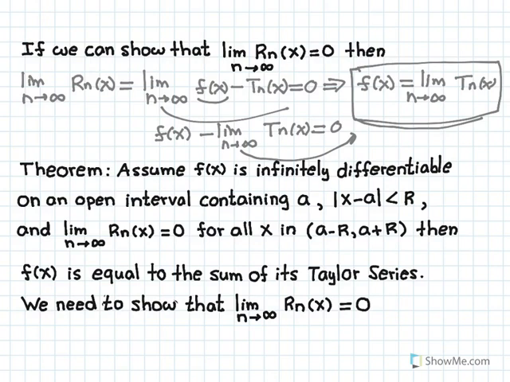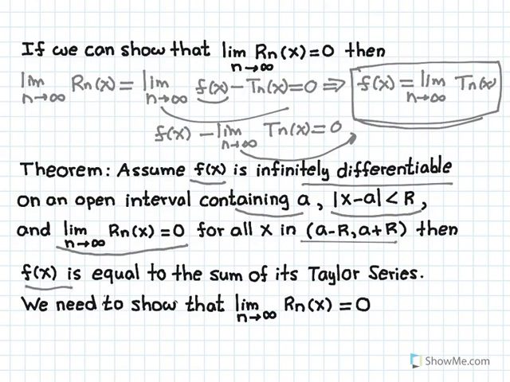So let's go over some theory. Assume that f of x is infinitely differentiable. That means we can take infinitely many derivatives on an open interval containing the center a. That means the absolute value of x minus a is less than capital R. Capital R is the radius of convergence. If we can show that the limit as n approaches infinity of Rn of x is equal to 0 for all x in the interval of convergence, a minus R, comma a plus R, then f of x is equal to the sum of its Taylor series.